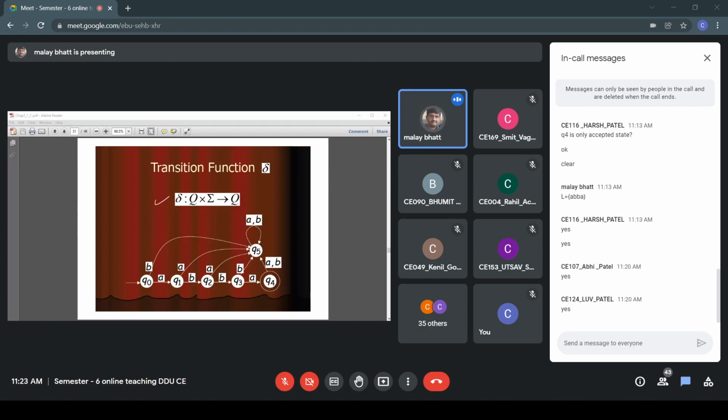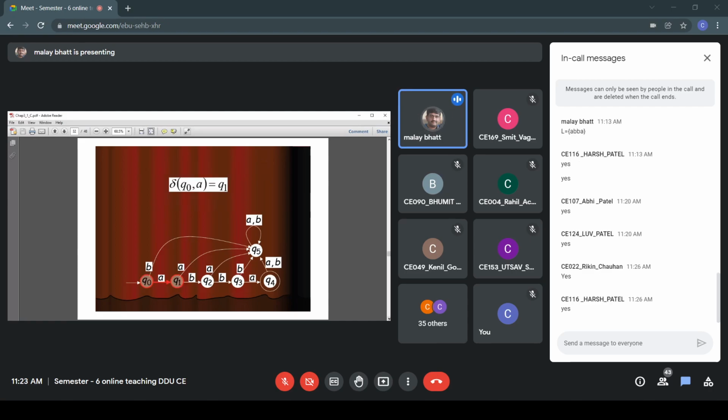The transition will be from one state to another state. Is this transition function clear? Here you can see delta of Q0 comma A will give you Q1 as an example. Transition from Q0 on input symbol A will give us Q1.